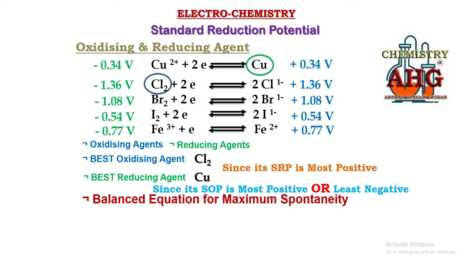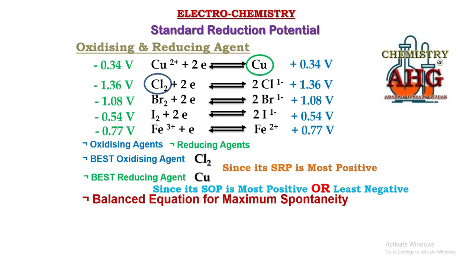you must choose two half cells. One half cell must contain the best reducing agent and the other half cell must contain the best oxidizing agent. Whenever you combine these two half cells, out of the given examples I am talking about, they will give you an electrochemical cell with maximum voltage and its chemical reaction would be maximum spontaneous.